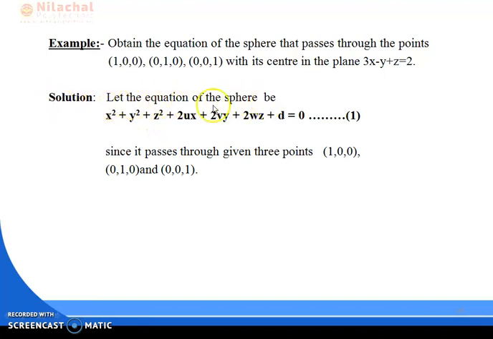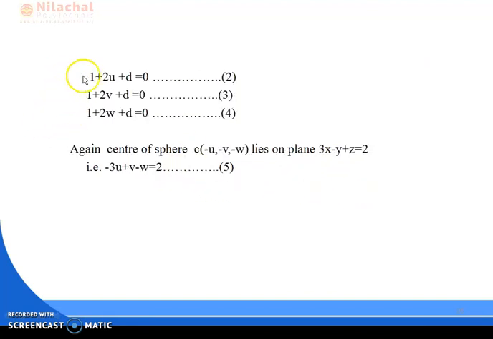Let the equation of the sphere be the general equation, equation number 1: x square plus y square plus z square plus 2ux plus 2vy plus 2wz plus d equals 0. Since it passes through these 3 points, (1, 0, 0), (0, 1, 0) and (0, 0, 1), these 3 points must satisfy equation number 1. That means we put each point into the equation, and we get 3 equations. First point is (1, 0, 0): instead of x put 1, instead of y put 0, instead of z put 0 in equation number 1. What do we get? 1 plus 2u plus d equals 0. Let it be equation number 2.